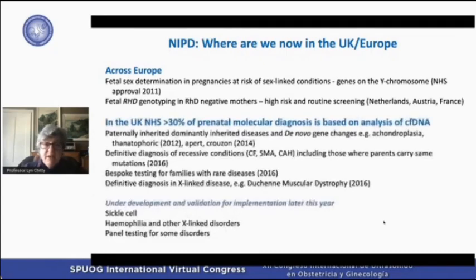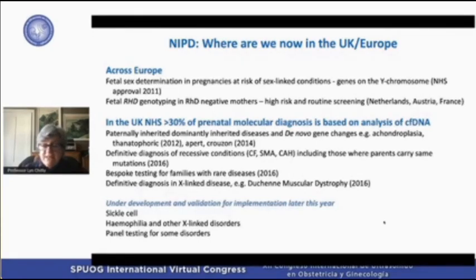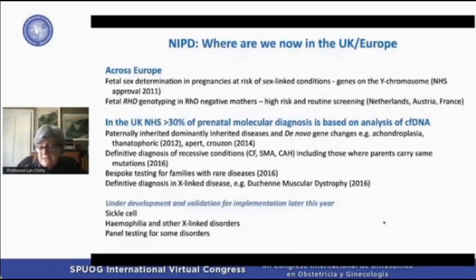In the UK NHS, more than 30% of prenatal molecular diagnosis, that's diagnosis of genetic conditions, is based on the analysis of circulating cell-free DNA. We do it for paternally inherited conditions and de novo conditions such as achondroplasia and thanatophoric dysplasia. We also use it for definitive diagnosis of recessive conditions, cystic fibrosis, spinal muscular atrophy, congenital adrenal hyperplasia, and some X-linked conditions such as Duchenne muscular dystrophy and Becker muscular dystrophy. We're doing it for bespoke testing for families with rare disease. And later this year, I hope that we will implement NIPD for sickle cell disease, haemophilia, and other X-linked conditions.